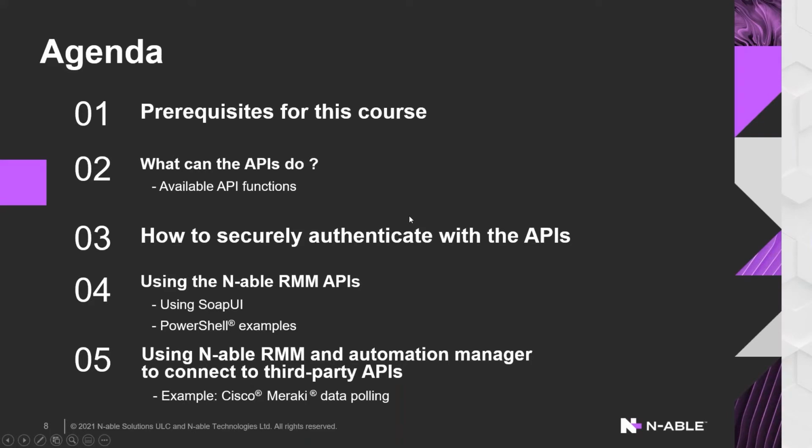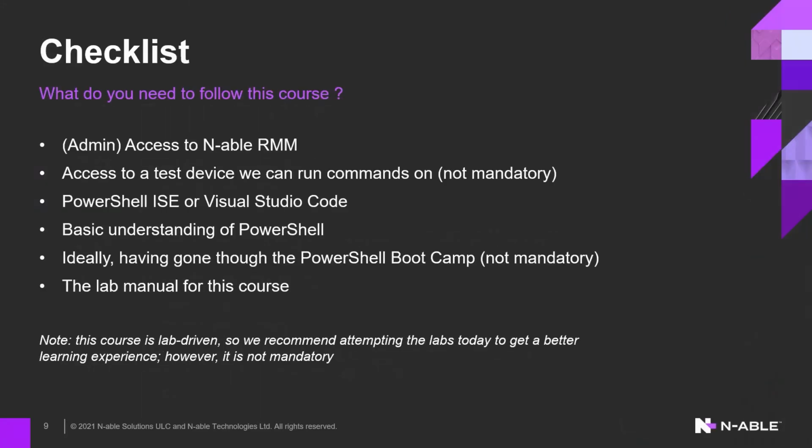The agenda, super straightforward. We'll go through the prereq. That's always very important. What do you need to use those? What the APIs can do, right? What API functions are there and things like that. We'll talk about securely authenticating with it using the API key, obviously. We'll also show how to use the Enable RMM APIs with soapUI and different PowerShell examples, and we'll finish with using Enable RMM and Automation Manager to connect with third party.